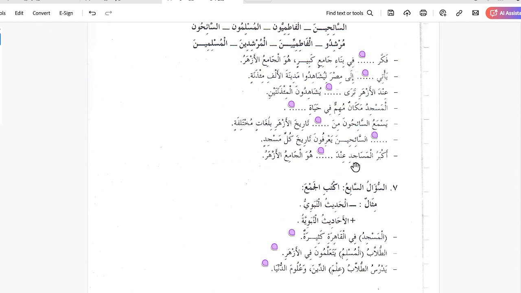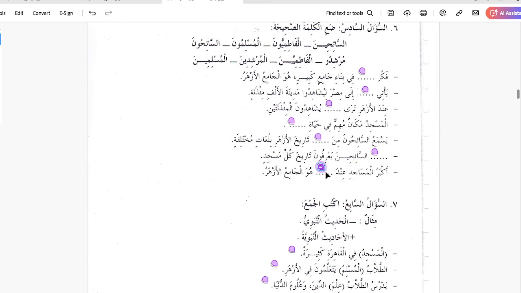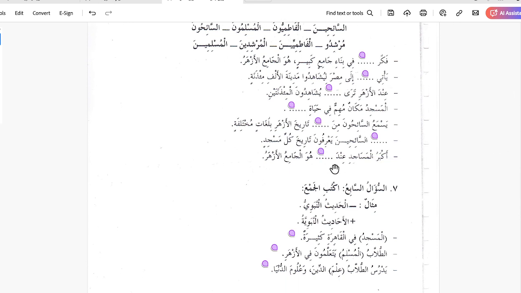Akbarul masajidi, the biggest mosque, indal muslimina. So I am using muslimina here because it's a majroor, so I have to use the ina form. I cannot use muslimuna here because indal muslimina is mudaf alayh. Indal muslimina, you can say mudaf alayh or zarf mudaf alayh. So the biggest mosque near the Muslims is Jami al-Azhar.